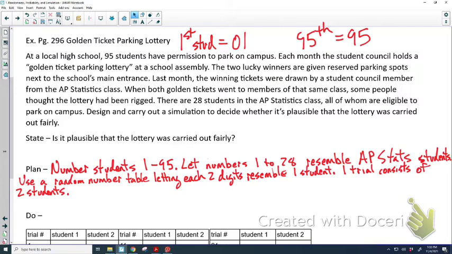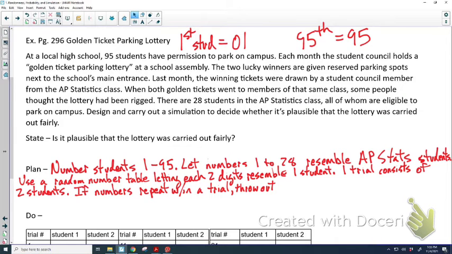Sometimes just talking through it makes no sense. What if I get number 96? I need to know what to do. What if I get 2 of the same student in one trial? So if numbers repeat within a trial, throw out or skip, something like that.